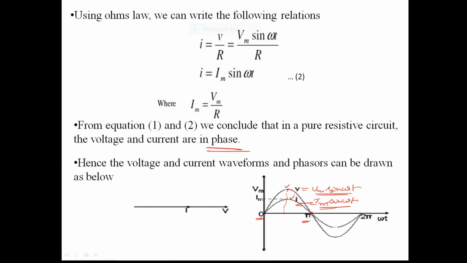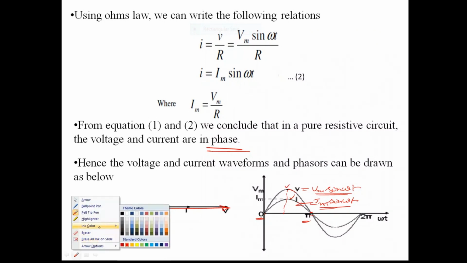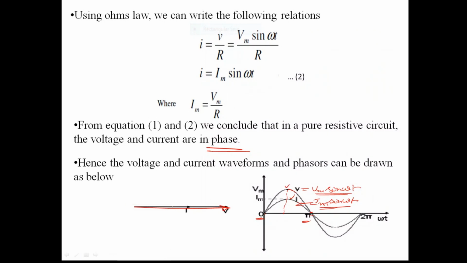When two quantities are in phase, how do we represent them as vectors? Now look at this vector diagram. The voltage vector we have taken like this. The current vector is in phase, which means both are in the same direction and at the same angle. This is the current vector.